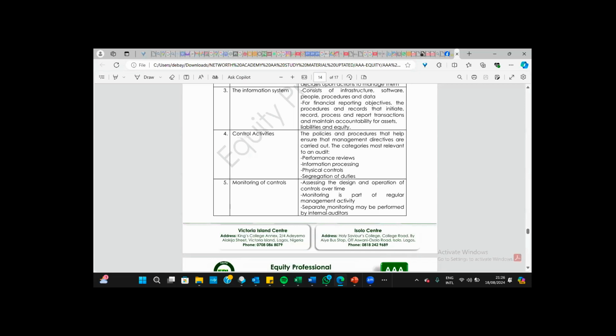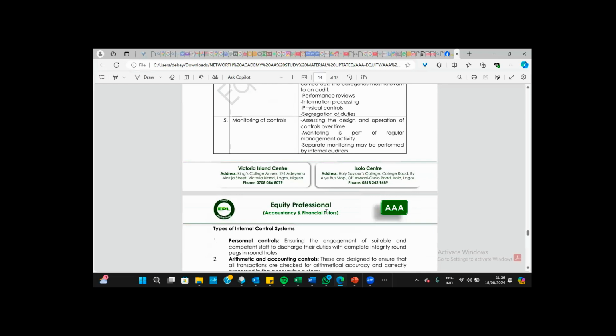For instance, payroll, HR, are they paying salaries as at when due? Accounts, are they presenting the financial accounts as at when due with accurate information? IT, the internet facility, the company's information assets, how secured are they? All of these are what the internal control department will be focusing on. So those are the five components of a good internal control system.